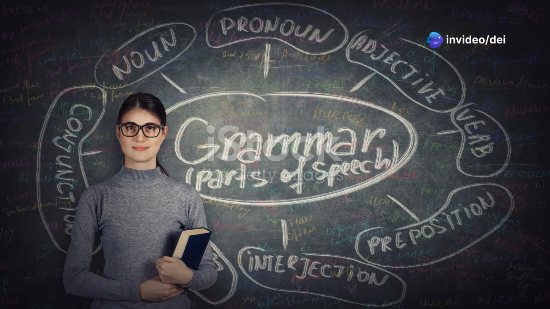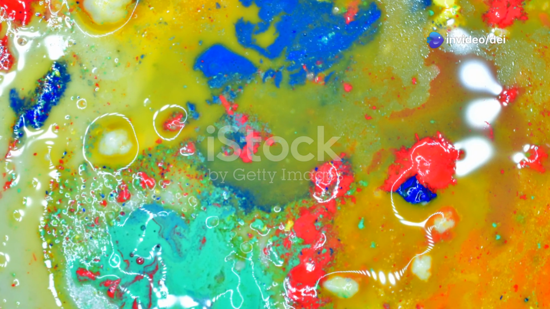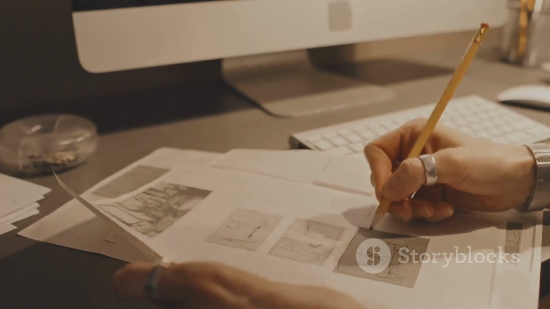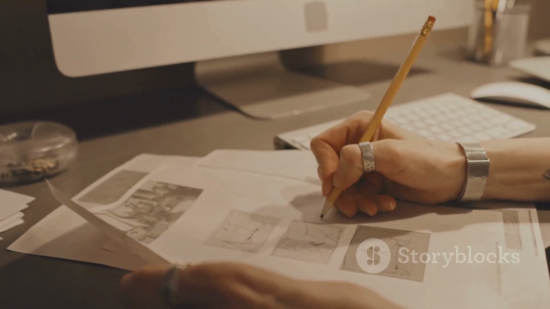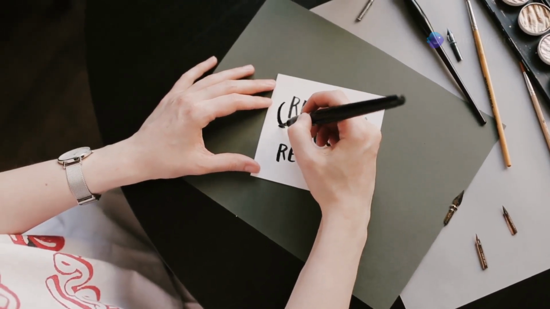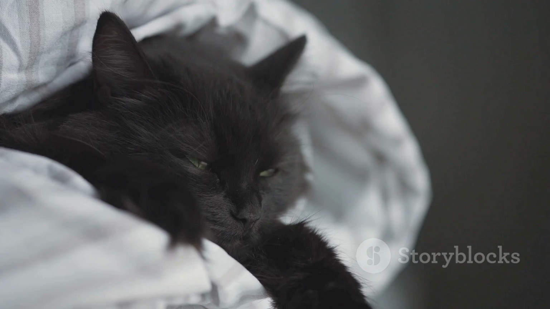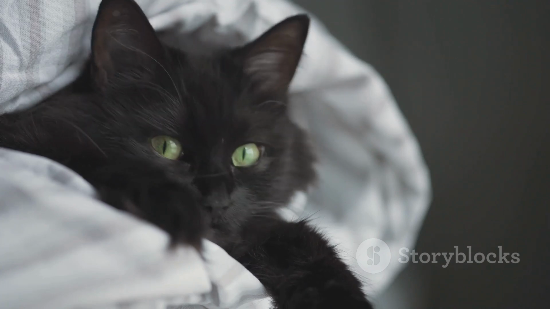Section 5, adjectives, painting word pictures. Now let's add some color to our sentences with adjectives. Adjectives are words that describe nouns or pronouns, adding details about their appearance, qualities, or characteristics. Think of them as the describing words. For example, in the sentence, the fluffy cat slept soundly, the adjectives are fluffy and soundly. Fluffy describes the cat, while soundly describes how it slept.